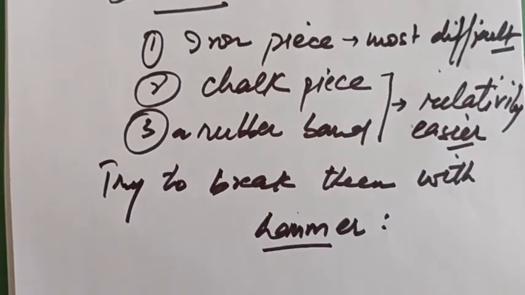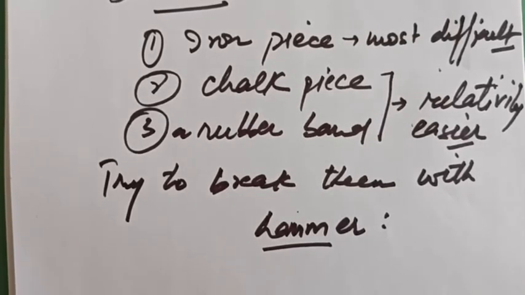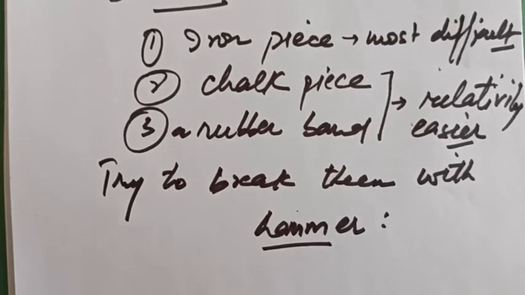Okay, what does this indicate? This indicates that the particles in iron are held together by stronger forces of attraction as compared to the particles in the piece of chalk and in the rubber band. Understood? So we can say that the particles of matter always attract each other, but the force of attraction between the particles varies from matter to matter.